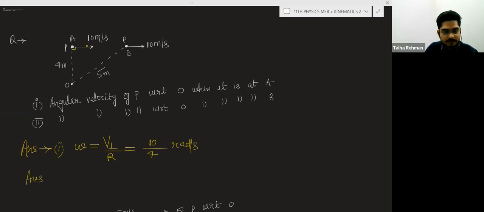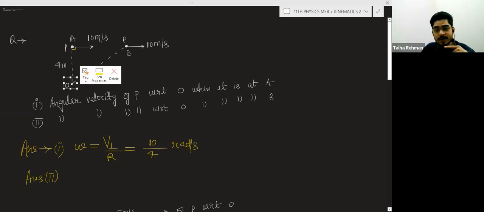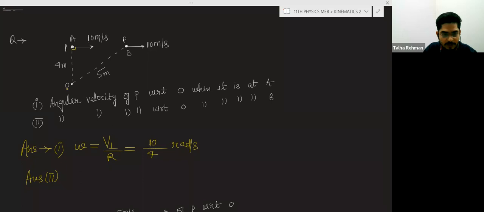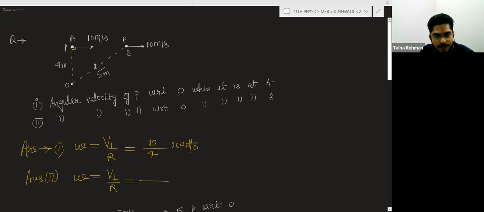Now the second part. They are asking the angular velocity of particle P with respect to this point O when it is at B. Now, when the particle reaches B, you have to find the angular velocity. So you will apply this formula: omega is equal to velocity perpendicular to the distance divided by the distance with respect to the point. With respect to this point O, what is the distance between O and B? 5 meters. So here you will write 5.